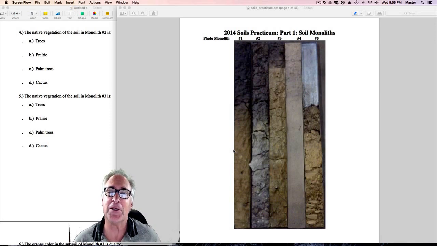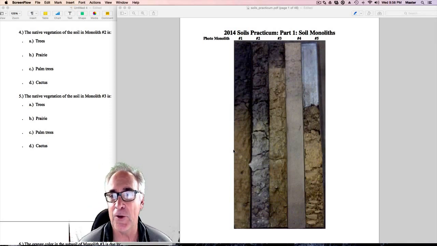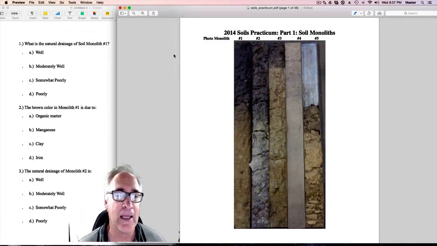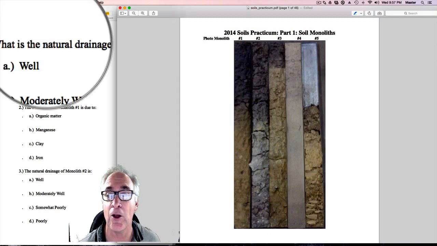Anyway, today we're going to be taking a look at some soil monoliths to give you an indication of what you can tell about a soil from looking at these monoliths. So I'm going to try to explain to the best of my ability, looking at color, mineral, structure, those kinds of things, and let's get started. Our first question I want to go over with you is, what is the natural drainage of monolith number one? Let's first take a quick look at it.